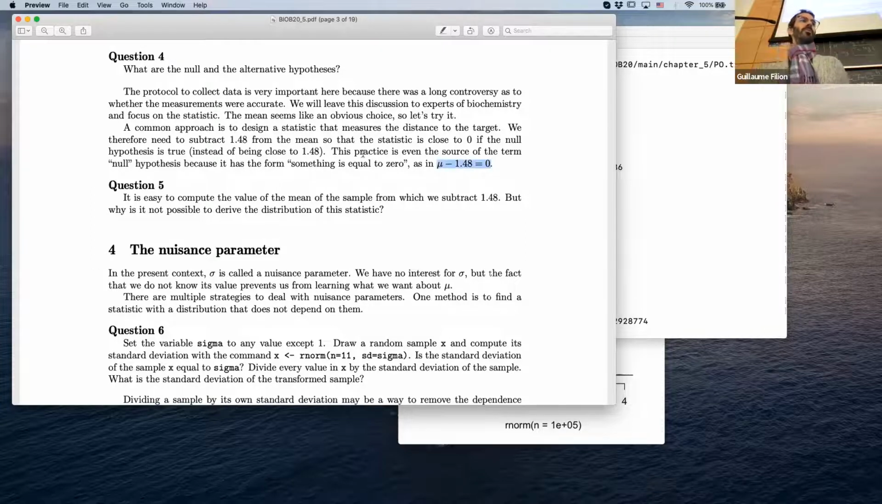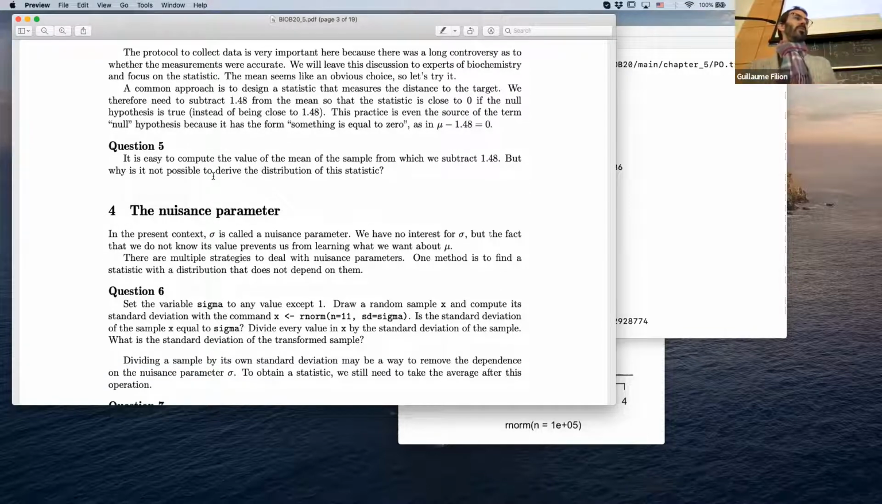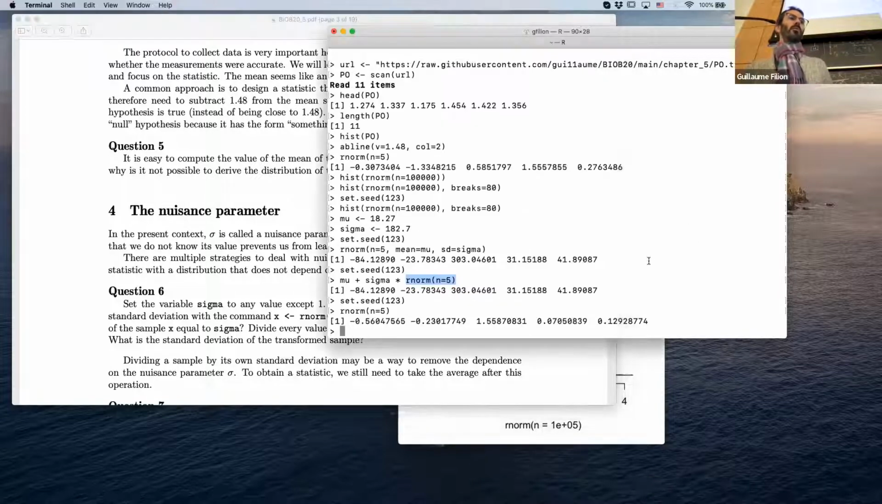Okay, so instead of taking just the mean as our statistic, we're going to take the mean minus 1.48. That's a simple trick, but that will say that now we expect that if the null hypothesis is right, if it's true, if it's correct, then the statistic is close to 0, not close to 1.48. And that makes things simpler. So it is easy to compute the value of the mean of the sample from which we subtract 1.48. Okay, so let's do it.